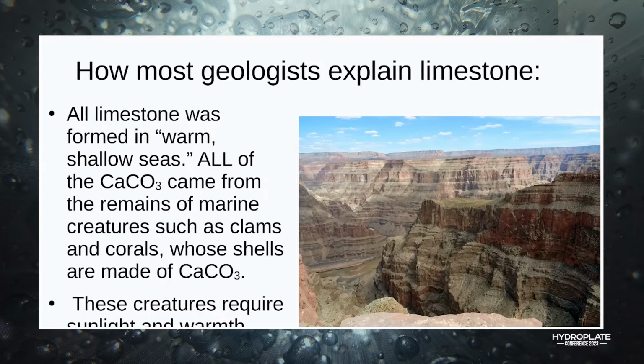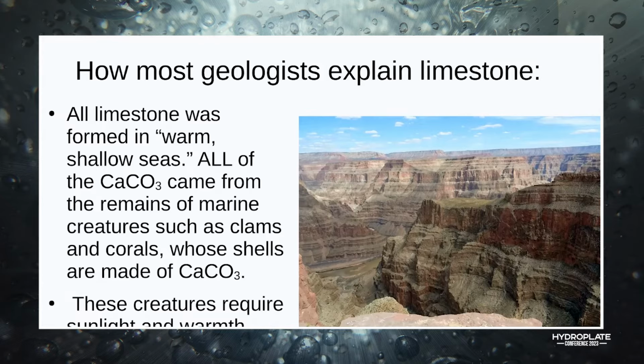So how do secular geologists explain limestone? Well, they say all limestone, or mostly all limestone, was formed in warm, shallow seas. And you'll see this phrase all the time. Every time they talk about limestone, it's a warm, shallow sea. So they think that all of the calcium carbonate came from the remains of marine creatures like clams and oysters and corals, because their shells are made of calcium carbonate.